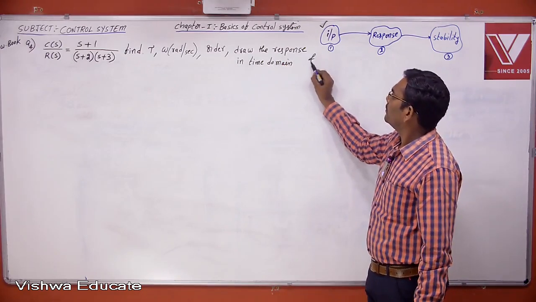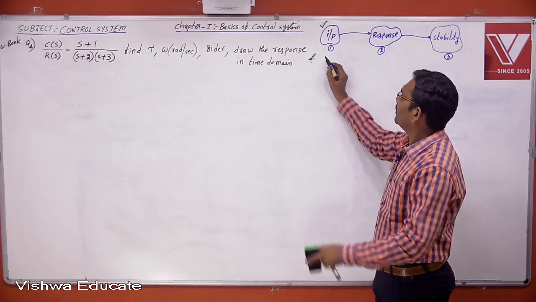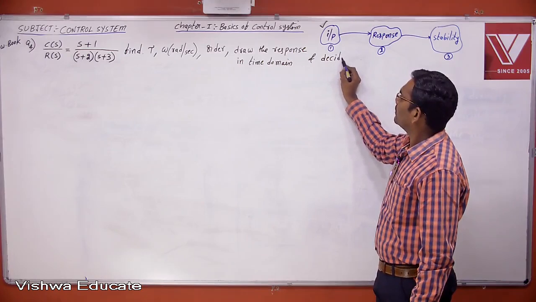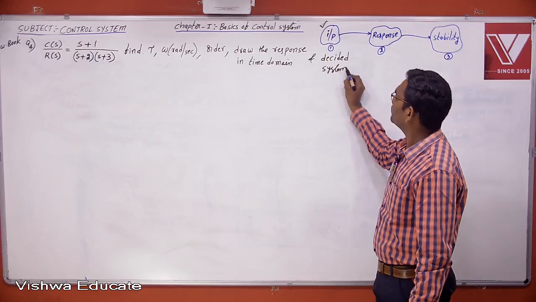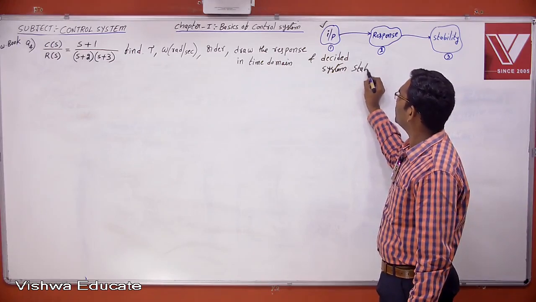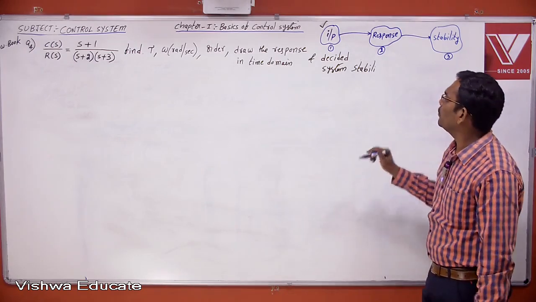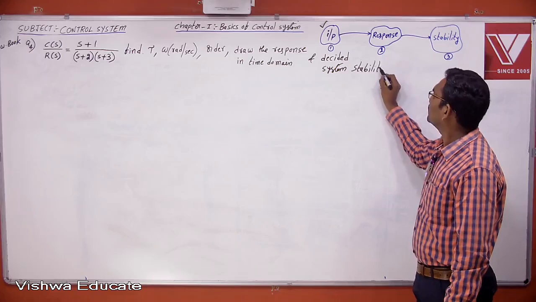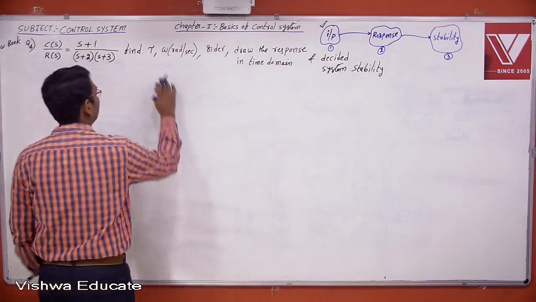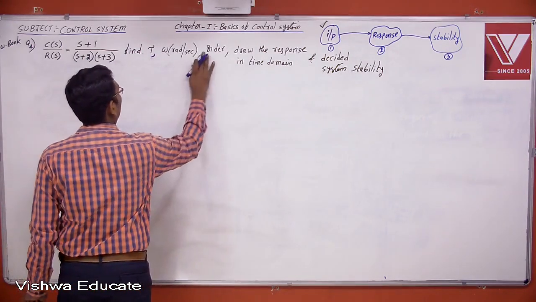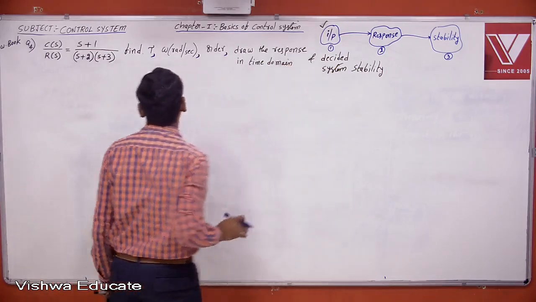And decide the system stability. This is the question. There is no need to take this question down, it is already there in your workbook. Okay, question number 4. You just observe this question. Why I am writing this question is, you just observe what he is asking. Just read the question.